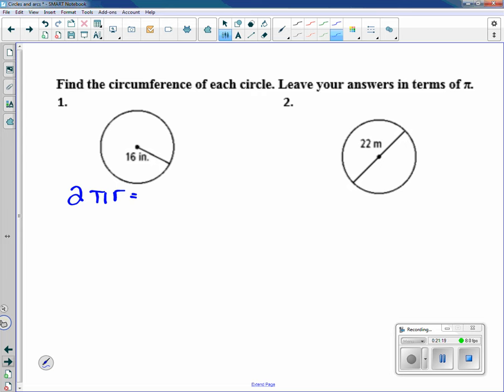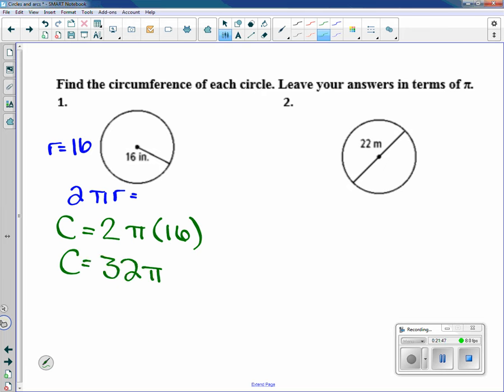So if I leave it in terms of pi, first of all, what is my radius here? What's my radius? 16. So, if I was to solve this, circumference is equal to 2 times pi times 16. If I tell you to leave it in terms of pi, the answer would be 32 pi. Which means when you leave it in terms of pi, you're not multiplying the pi out at all. Just leave it just like that, 32 pi. That is the exact value.